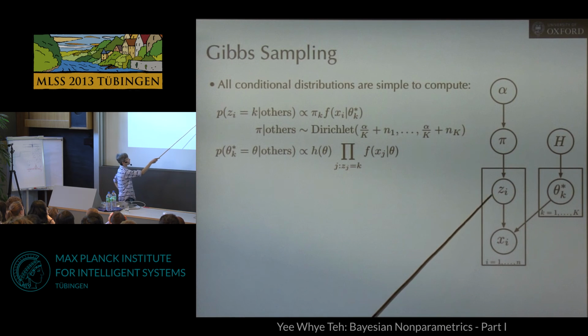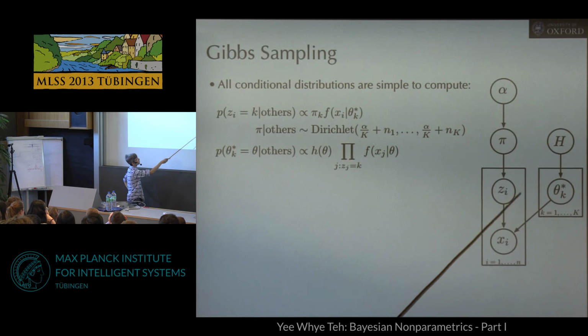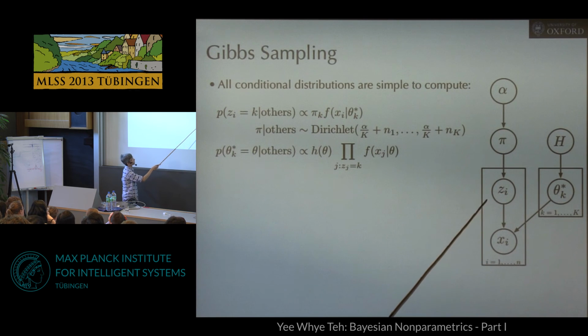So we are sampling the latent variables given the parameters, sampling the parameters given the latent variables, and we just iterate this until convergence. And at convergence, you can show that this sequence of parameters and latent variables will converge to the posterior distribution.